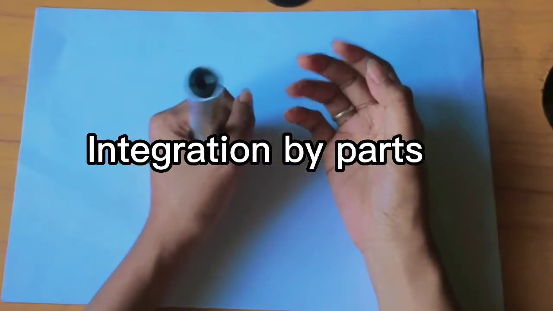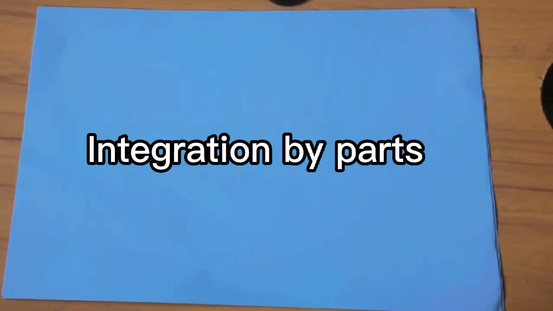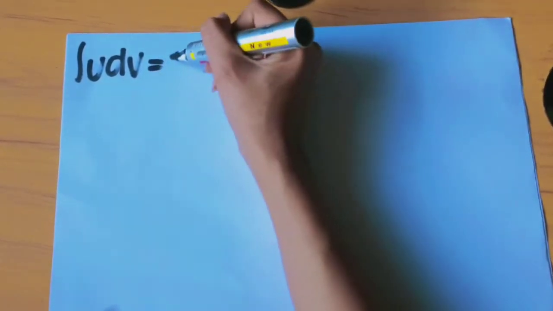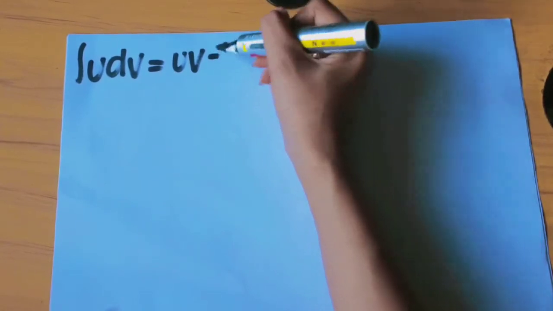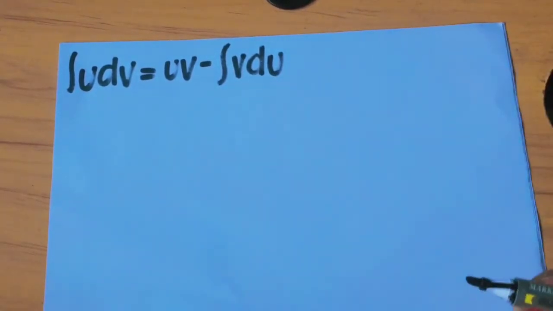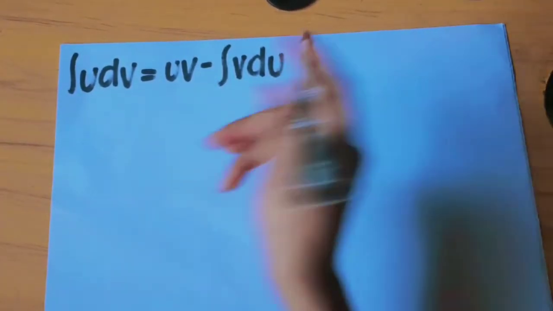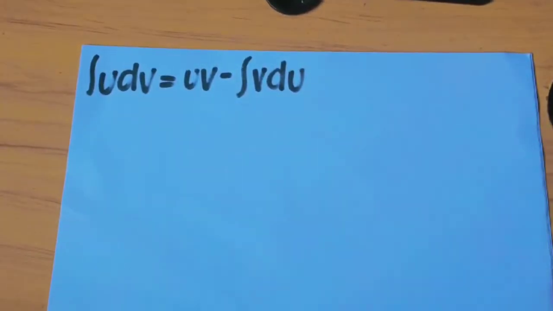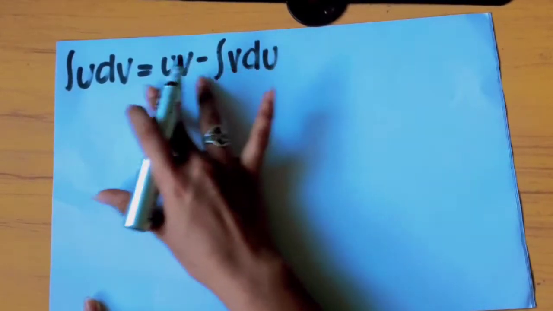So, let's start with the rule of integration by parts. What is the rule? The integral of u dv equals uv minus the integral of v du. Yan yung rule ng integration by parts. Ito yung integral and ito yung function. Ito yung kailangan nating mahanap or makuha.